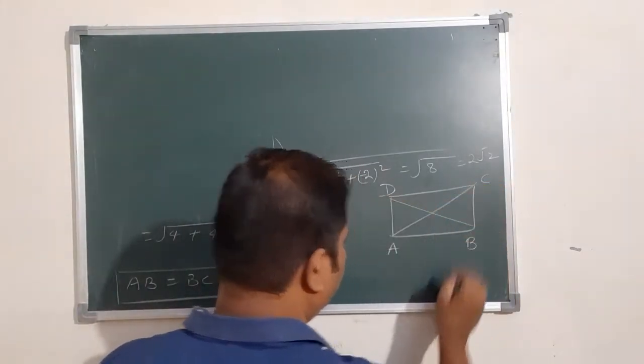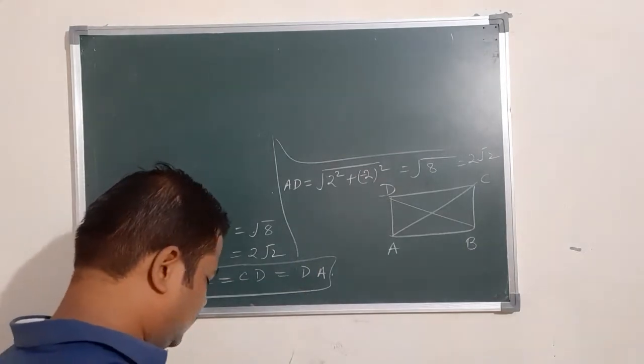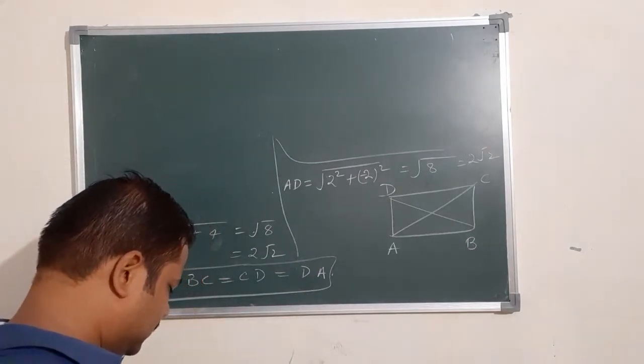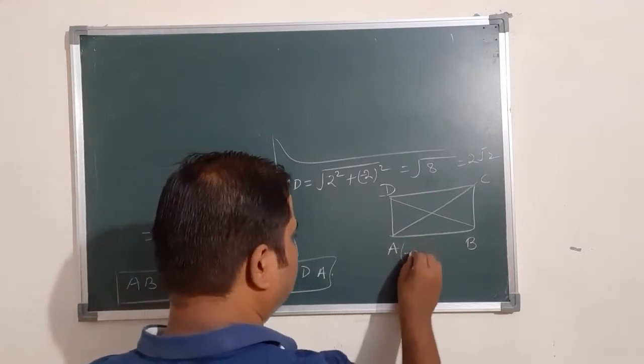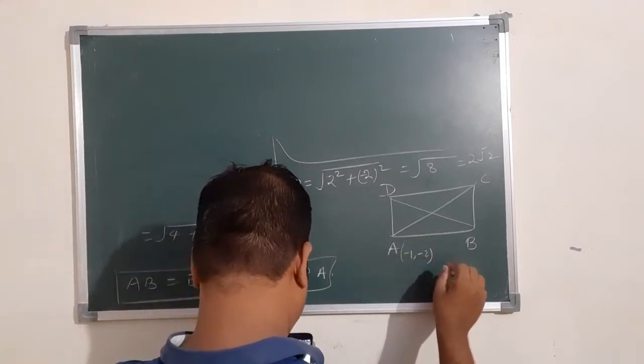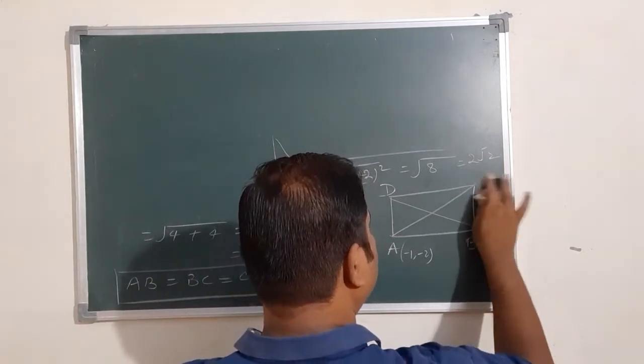and BD. So again we write the points here because this is erased. This is the point A (-1, -2). This is the point B (1, 0). This is the point C.